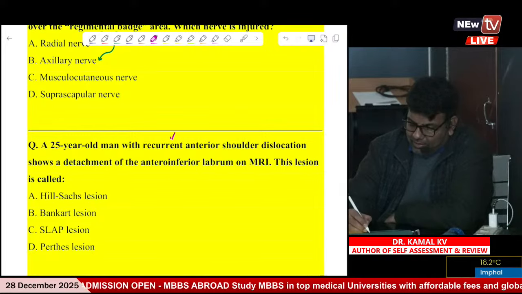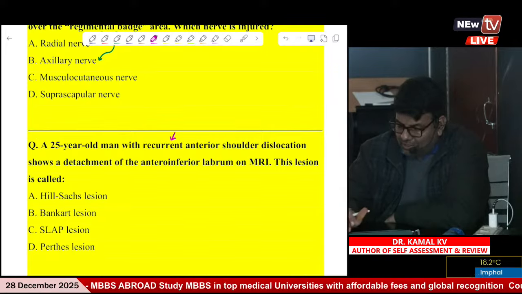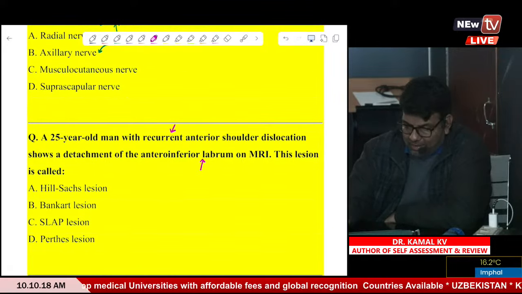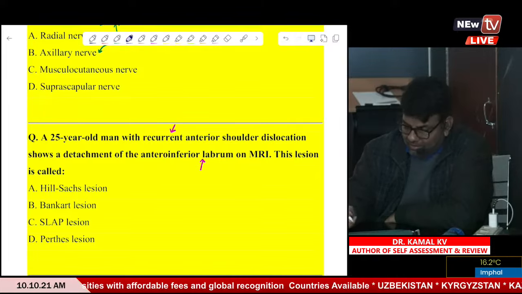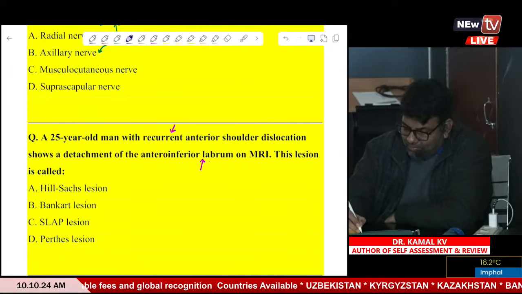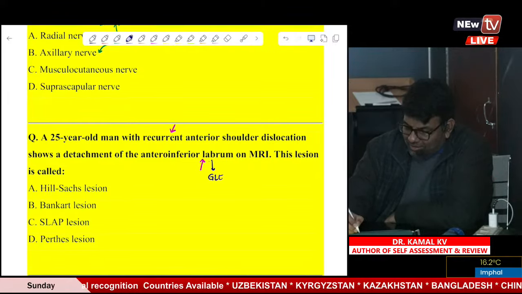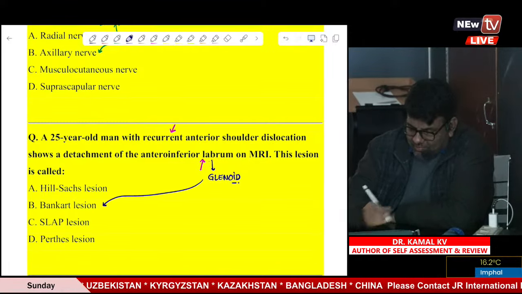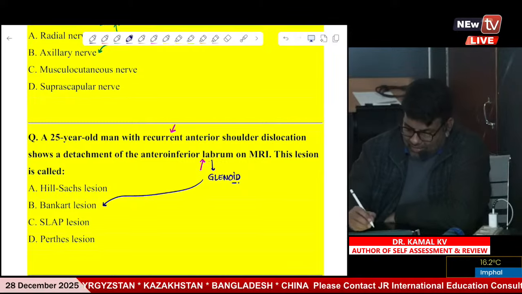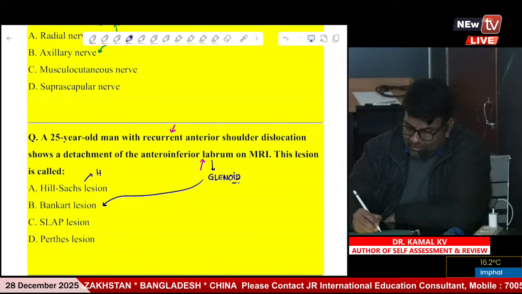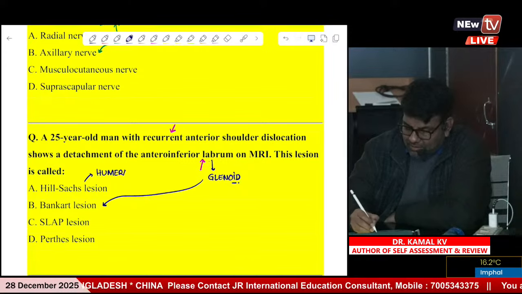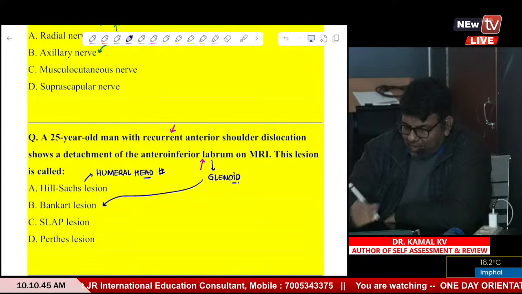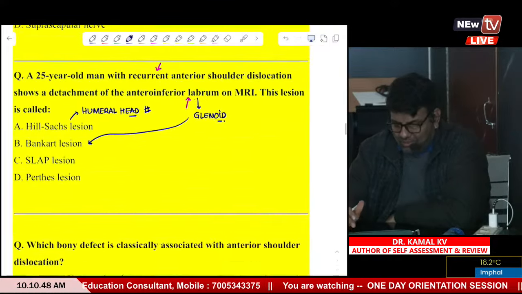Next question. A patient have recurrent anterior shoulder dislocation. Now there is detachment of anteroinferior labrum on MRI. What is this? Labrum. Bankart. This is glenoid labrum, right? So labrum is what? Bankart lesion, right? And Hill-Sachs is on humeral head. This is humeral head. Humeral head fractures. Clear? So this you need to remember.